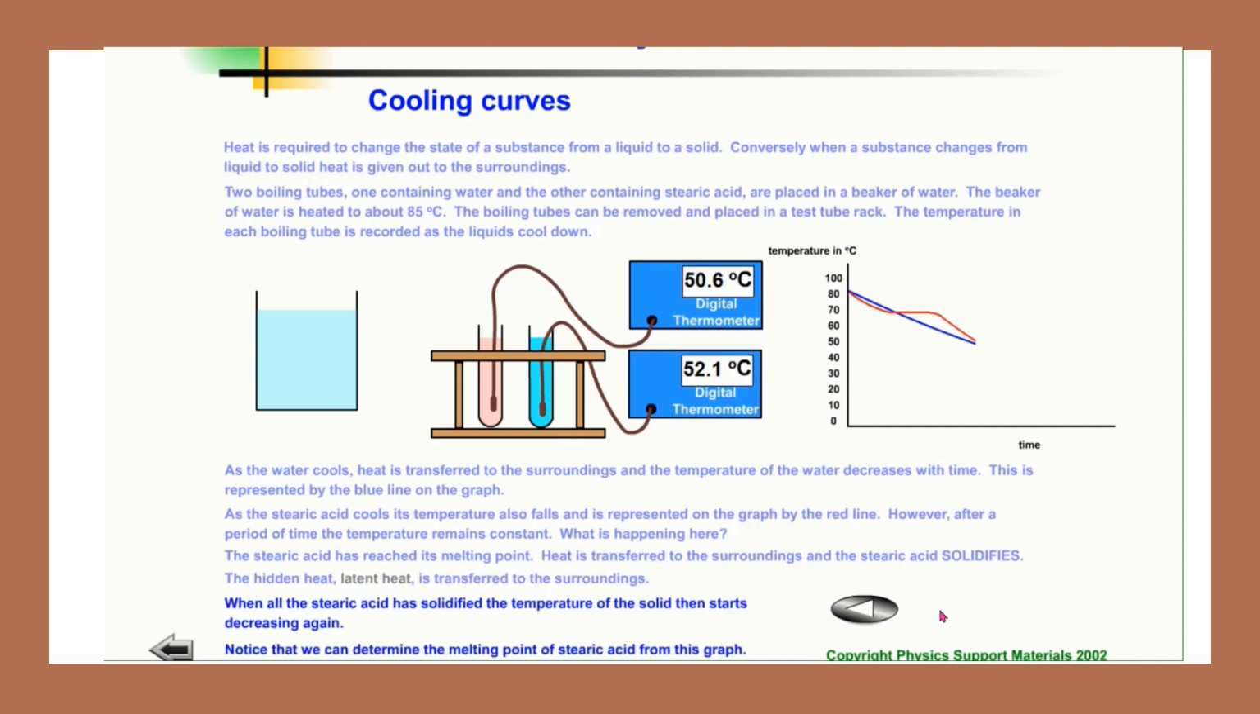When all the stearic acid has solidified, the temperature of the solid starts to decrease again. Notice that we can determine the melting point of the stearic acid and the freezing point from the graph. So if we carried that across, we would have seen that that was about 68.5 as we found from our results. So this is a typical curve that you'd get of cooling. If this was water, we'd have this same shape, but this line here would obviously be flat at 0 degrees Celsius because that's the freezing point and the melting point of water.